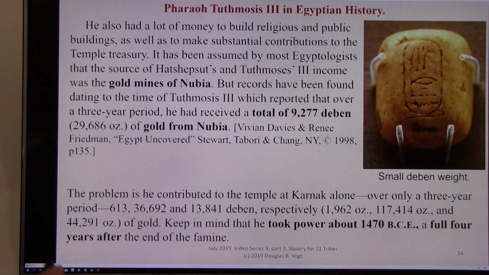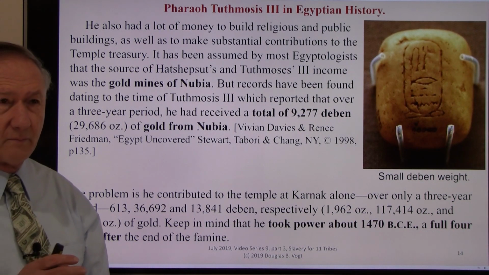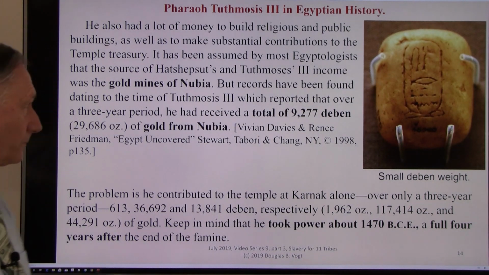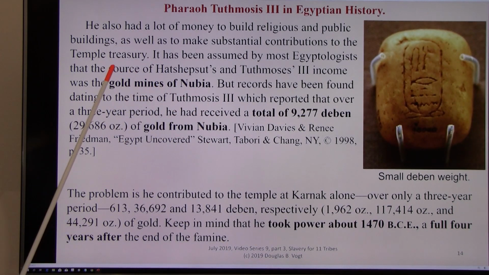Now, this is the funny part about this particular pharaoh. You get an idea how much gold they had gotten from Egypt and the rest of the world and Canaan. Now, this is again, he took over 4 years after the end of the drought, and this is what he's taking. The alleged scholars, the Egyptologists and the others, think that Hatshepsut and Tutmosis III got the money from the gold mines in Nubia, which is south of them.